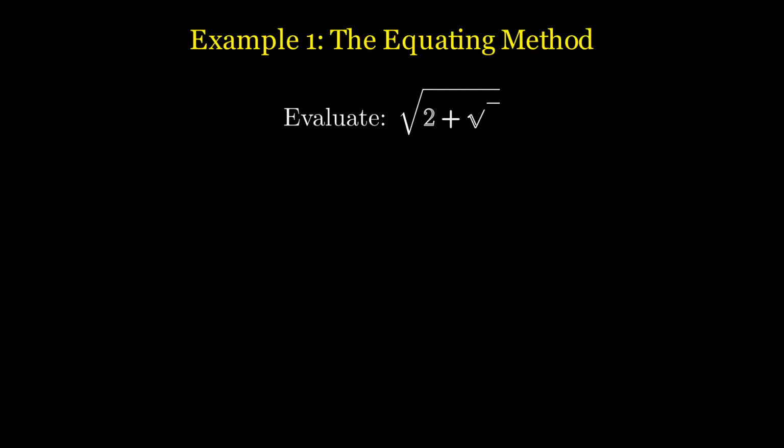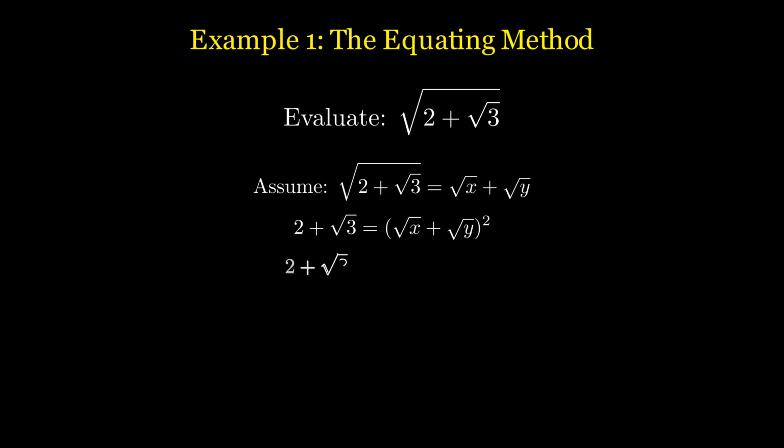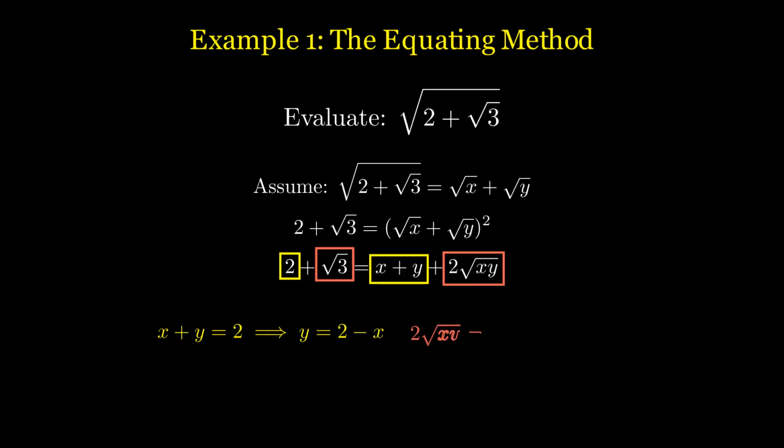Let's evaluate the square root of 2 plus root 3. Assume it equals root x plus root y. Square both sides, and carefully expand the right side. We get x plus y plus 2 root xy. Now we equate the rational parts in yellow, and the irrational parts in red. This gives us our two primary equations.